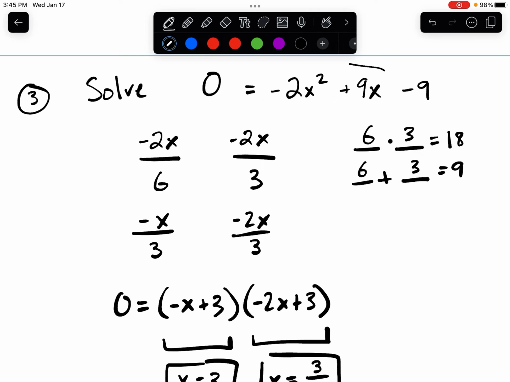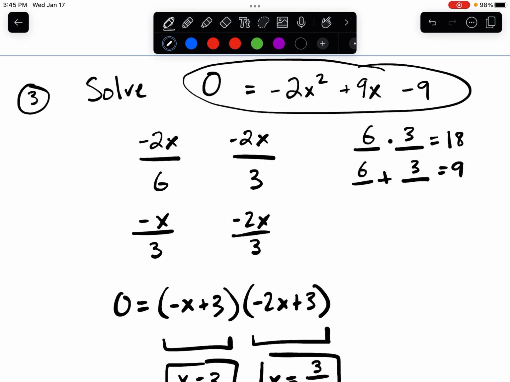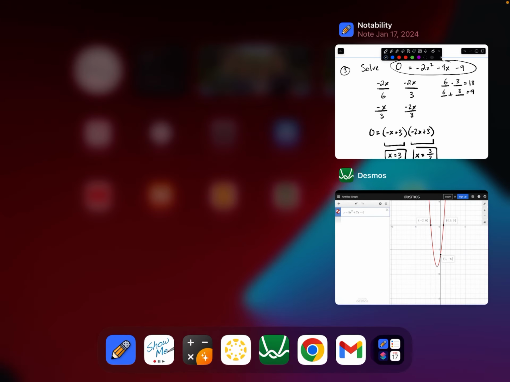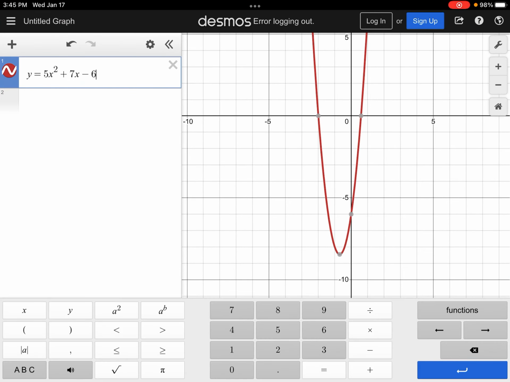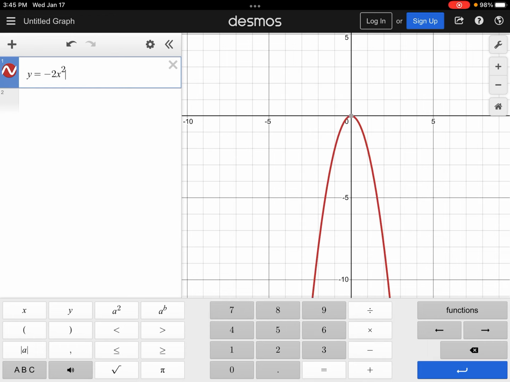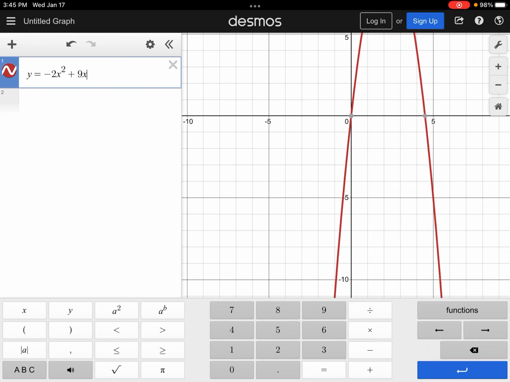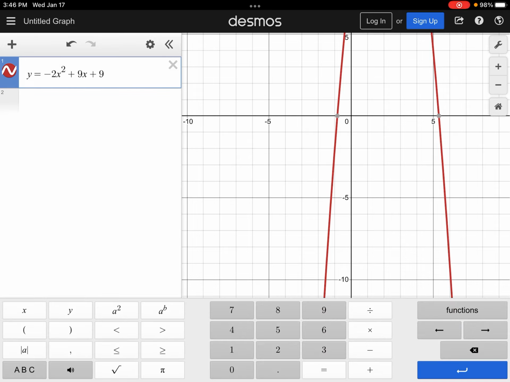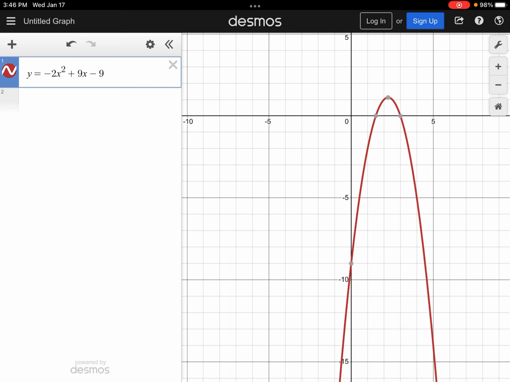So I'm going to go on Desmos, I'm going to type this into Desmos, and we'll see if we get the right answer for my x-intercepts. -2x squared plus 9x minus 9. Let's see. And we look, oops, minus 9 there, sorry, minus 9. So we look and we get 1.5 and we get 3.